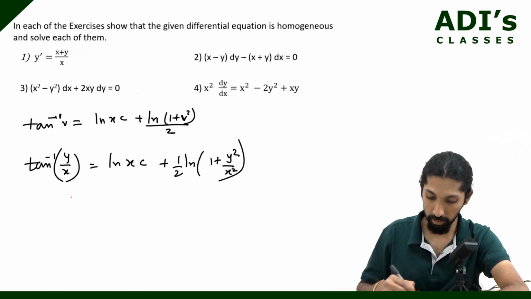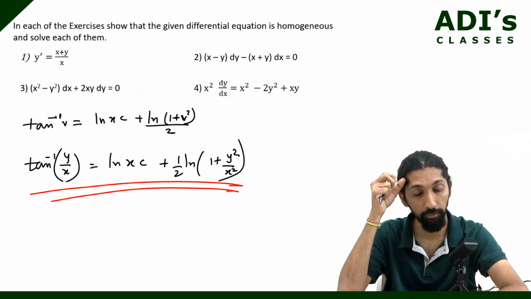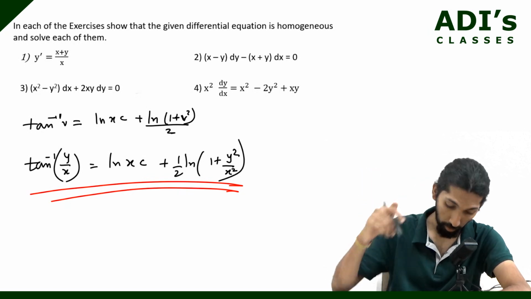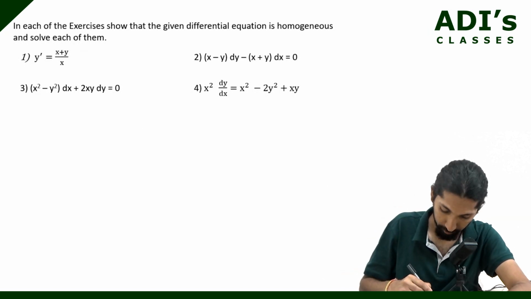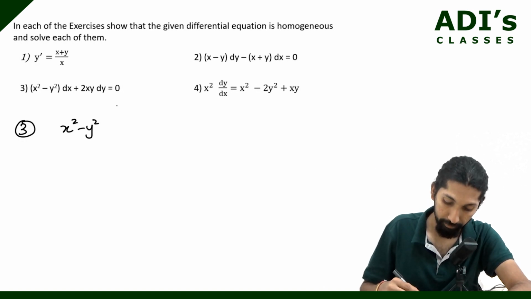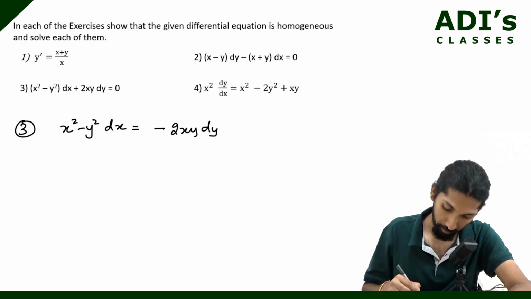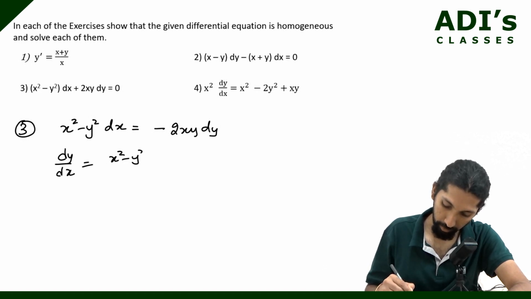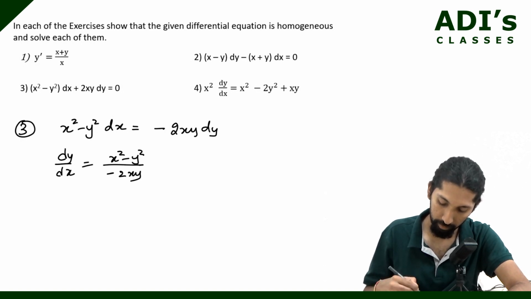So this is going to be the answer, or any other forms of this particular answer is going to be the final. Clear? Now let's do the third problem. See the third problem. (x square minus y square) dx is equal to minus 2xy dy, correct? Right? dy by dx is equal to x square minus y square by 2xy, but with a negative sign.